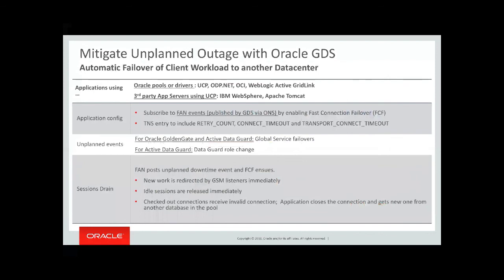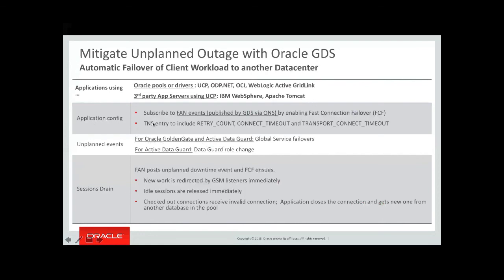So in this example, I'm going to talk about unplanned outages, right? So what's the best way to mitigate? There are certain prereqs that I have to do. From the applications perspective, I want to use the Oracle integrated connection pools. We talked about that: UCP, ODP.NET, OCI, etc. And of course, we do support third-party application servers, IBM WebSphere, Apache Tomcat, JBoss, etc.